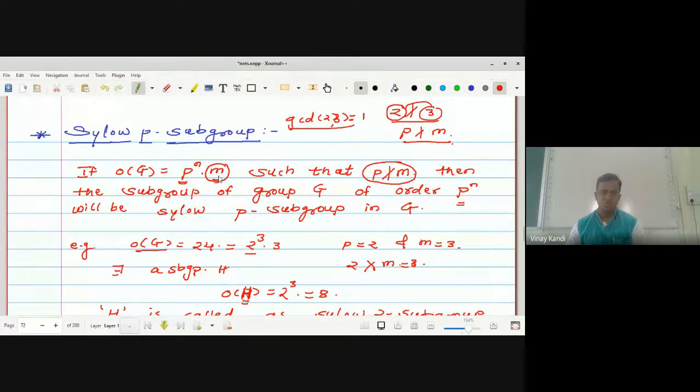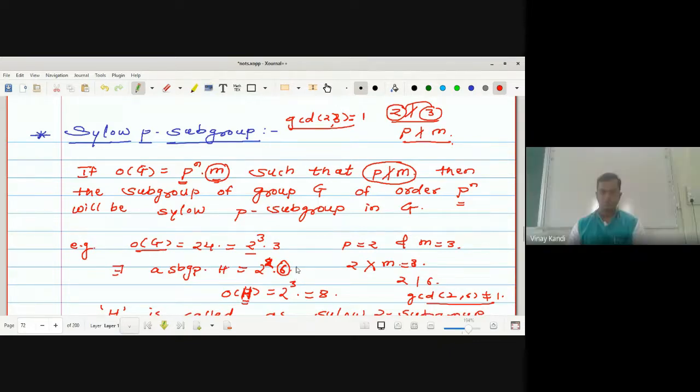That means from this m I cannot take out this factor p. This is the largest p raised to n. Some may say I will write 24 as 2 square into 6. Is it correct? But here 2 divides 6, so the GCD of 2 and 6 is not equal to 1. That means we can take out the factor 2 from 6. Is it correct?